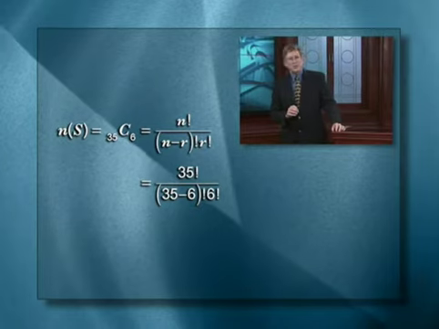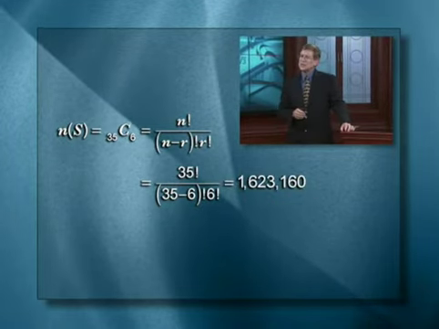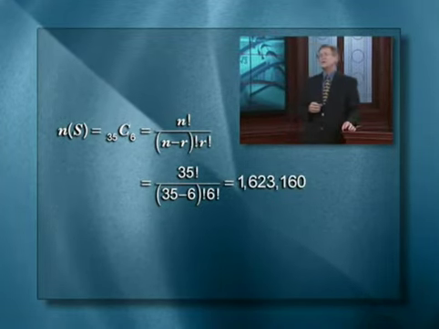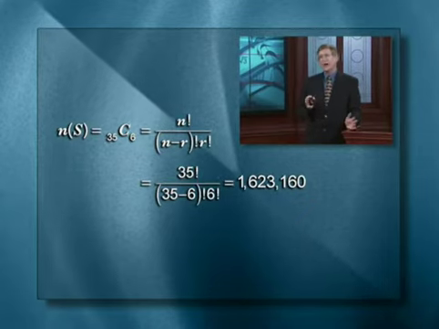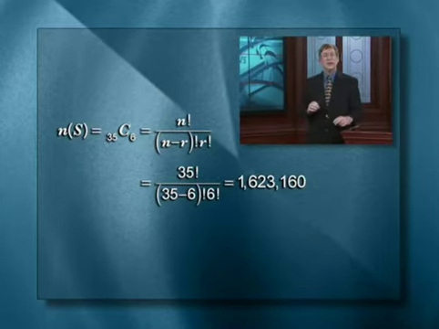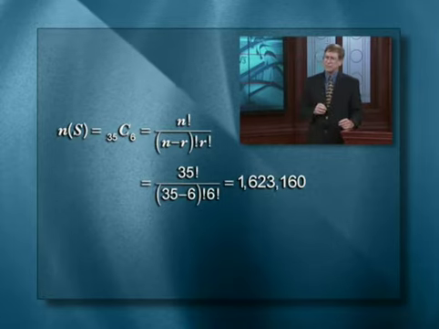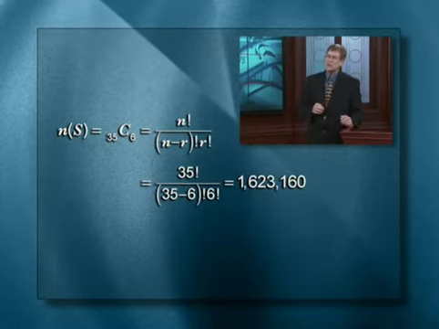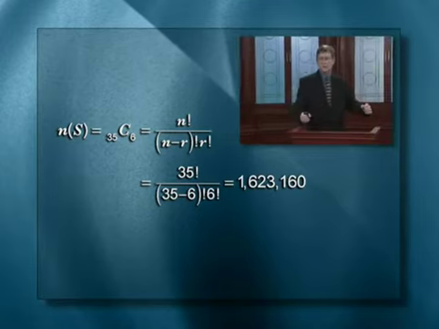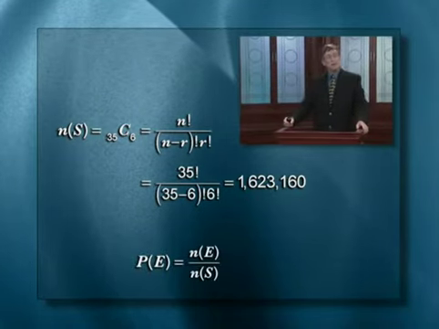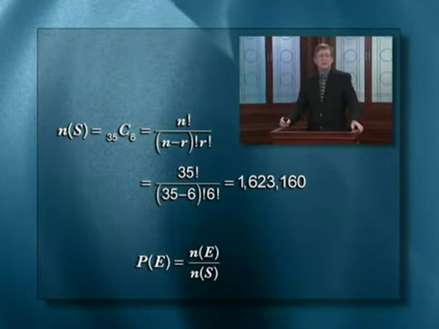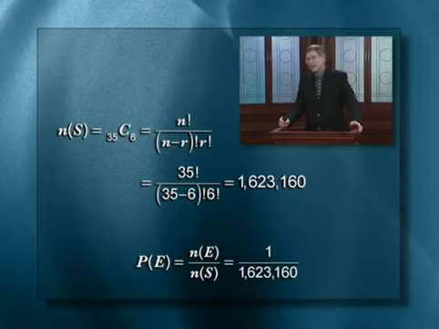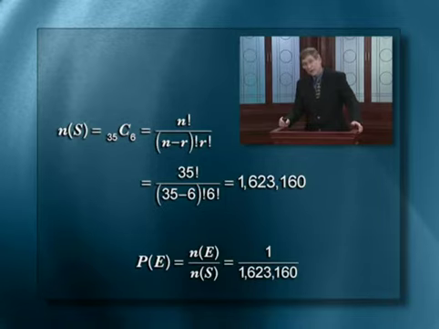Here's the final answer you get. You get 1,623,160 possible lottery tickets. That's how big the sample space is. Pretty big number. Over 1.5 million different lottery tickets. So what's the probability of winning? Well, you select one ticket. You form one lotto ticket. It's 1 over that giant number. Not very good odds, are they? It would take a lot of tickets to get better odds.